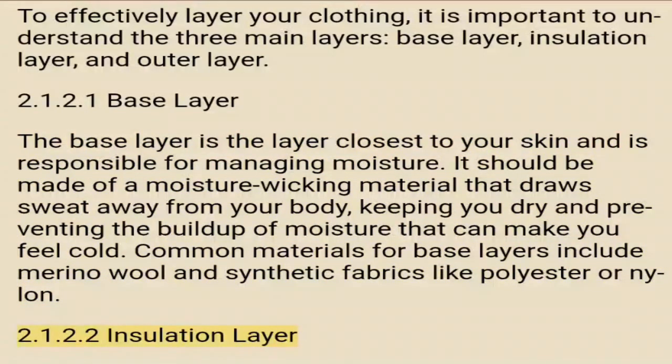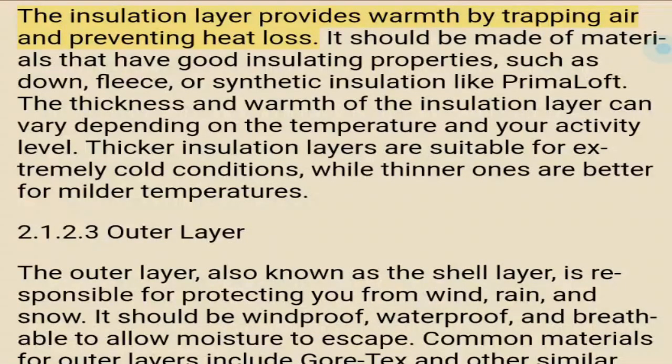2.1.2.2 Insulation layer. The insulation layer provides warmth by trapping air and preventing heat loss. It should be made of materials that have good insulating properties, such as down, fleece, or synthetic insulation like Primaloft. The thickness and warmth of the insulation layer can vary depending on the temperature and your activity level. Thicker insulation layers are suitable for extremely cold conditions, while thinner ones are better for milder temperatures.